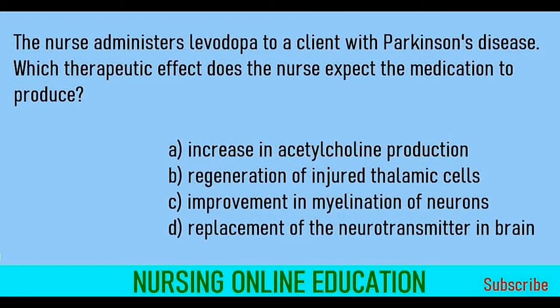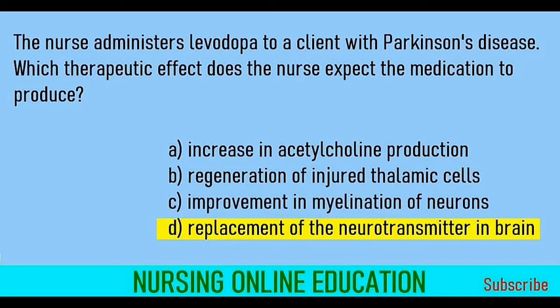The nurse administers levodopa to a client with Parkinson's disease. Which therapeutic effect does the nurse expect the medication to produce? Options: increase in acetylcholine production, regeneration of injured thalamic cells, improvement in myelination of neurons, replacement of the neurotransmitter in the brain. So here the answer is replacement of neurotransmitter in the brain.